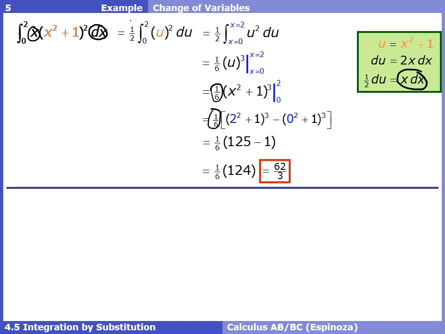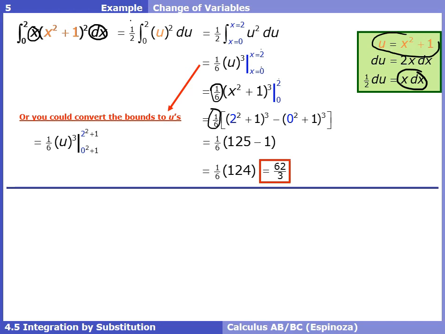So I said something before about maybe a different path we could take on this problem. And that path is right here. You heard me say you can't plug the 2 in and the 0 in at this step. But what we could do actually is change those bounds that are x's over to u's. And that would be perfectly legal. We know that u is x squared plus 1 over here from our u box.